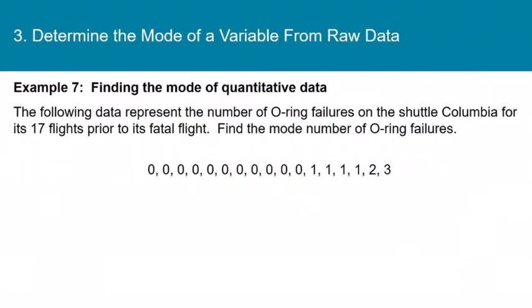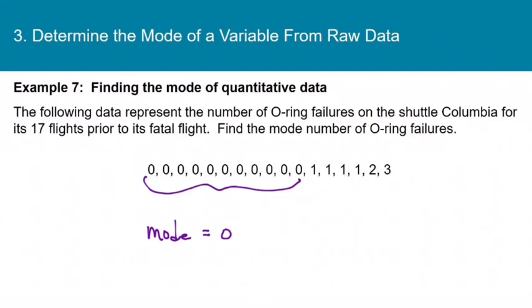Here's an example. This says the following data represent the number of O-ring failures on the shuttle Columbia for its 17 flights prior to its fatal flight. Find the mode number of O-ring failures. Well, since we have the data sorted in order from smallest to largest, it's easy to see that the value that occurs most often is 0. So the mode of this data set is 0.